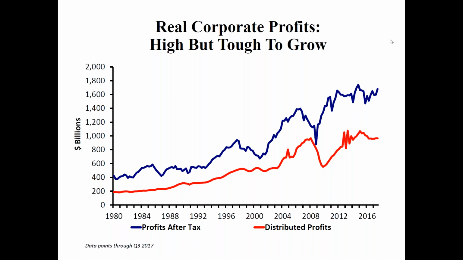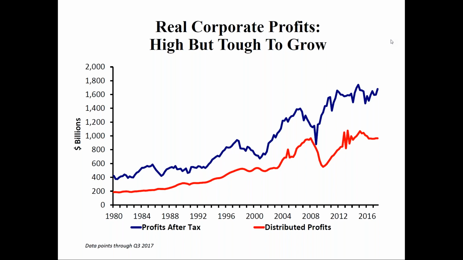Distributed profits, just think of them as dividends, although they can be private companies as well, buybacks and such. Distributed profits have plateaued at a high level, but they plateaued, and so companies' after-tax profits have plateaued, their distributions are pretty much plateaued, but they're in good shape.